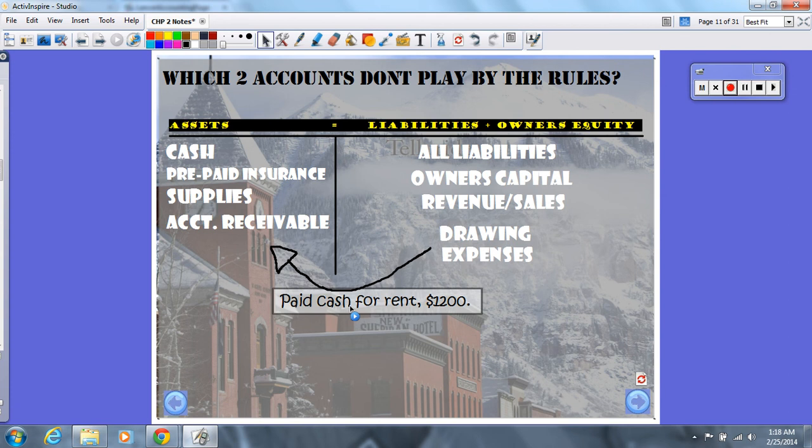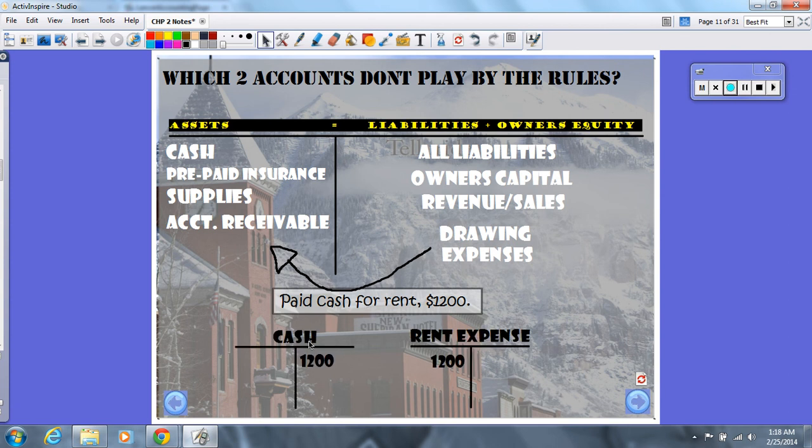Paid cash for rent, $1,200. Alright, so once again, the rule says that the normal balance side is the side that increases and the side opposite of that decreases. So for example, you paid cash. It is not increasing. You spent money. Right? Cash is on the left hand side. So the left hand side or the debit side is the normal balance side of cash. Alright, but it's not increasing. So you're going to use the opposite side this time. Okay? And drawing and expenses perform like they are on the left hand side. So let's take a look at how these two will look.